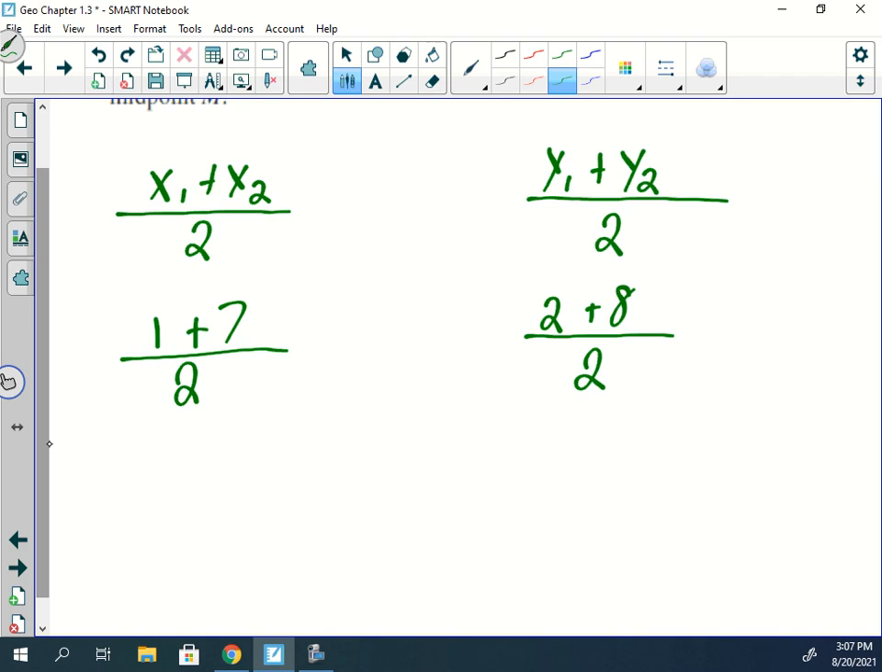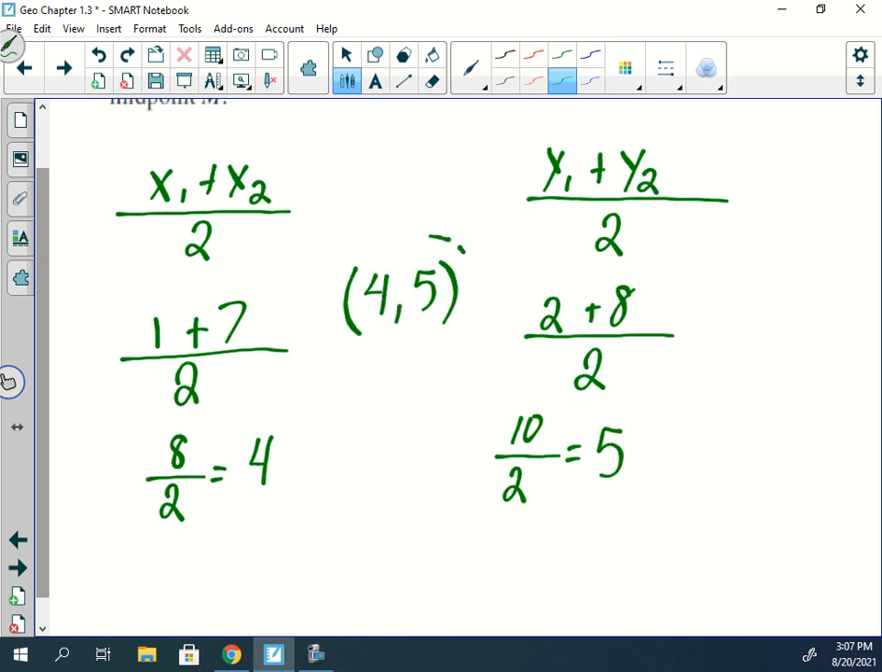Well, 1 plus 7 is 8, and 8 divided by 2 is 4. 2 plus 8 is 10, divided by 2 is 5. So the point for the midpoint is 4, 5.